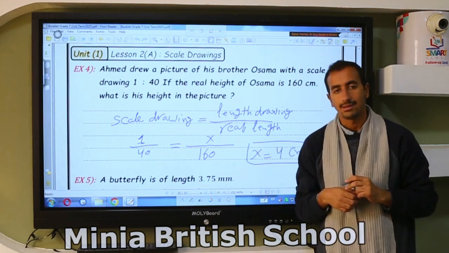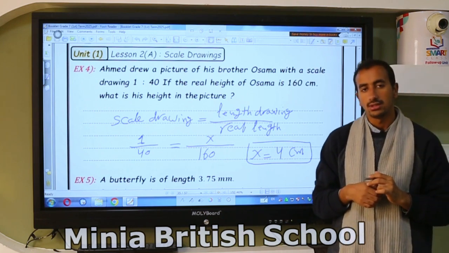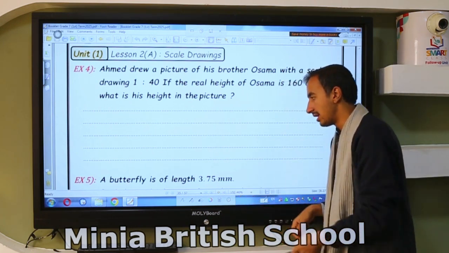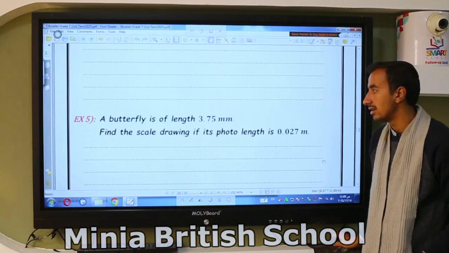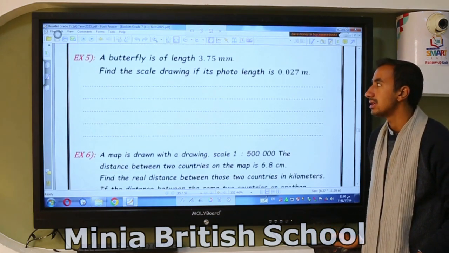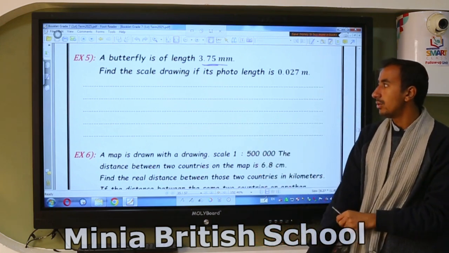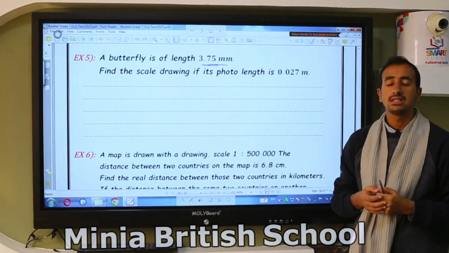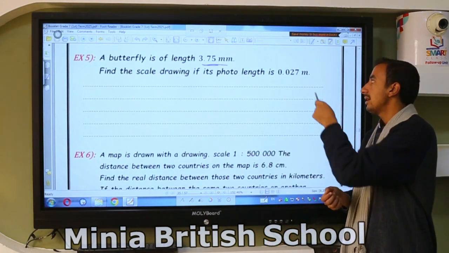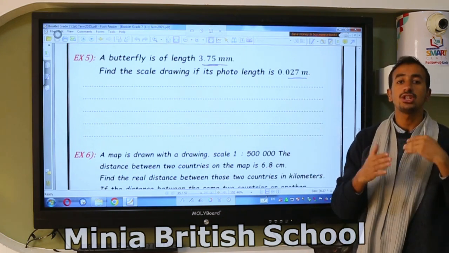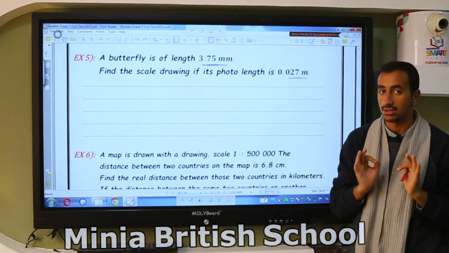So the length of the picture is 4 centimeter. It's meaning minimization. Let's take another example here. A butterfly has a length of 3.75 millimeter. Find the scale drawing if the photo length is 0.27 meter. I need the scale drawing, it's a ratio. It's meaning ratio, not rate.